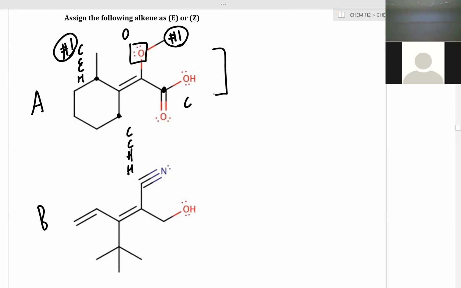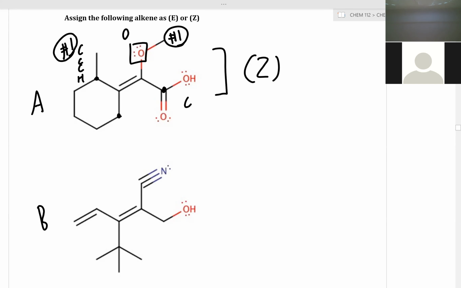So then, is alkene A, Z, or E? Are our high priority groups on the same or opposite sides? Is this Z or E? Z, exactly right. So this one, you just have to remember, when you're assigning priority, you go one atom at a time. So this alkene is Z.